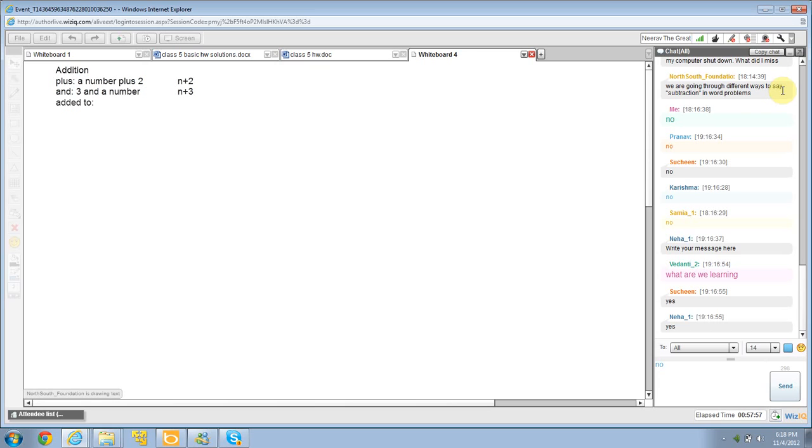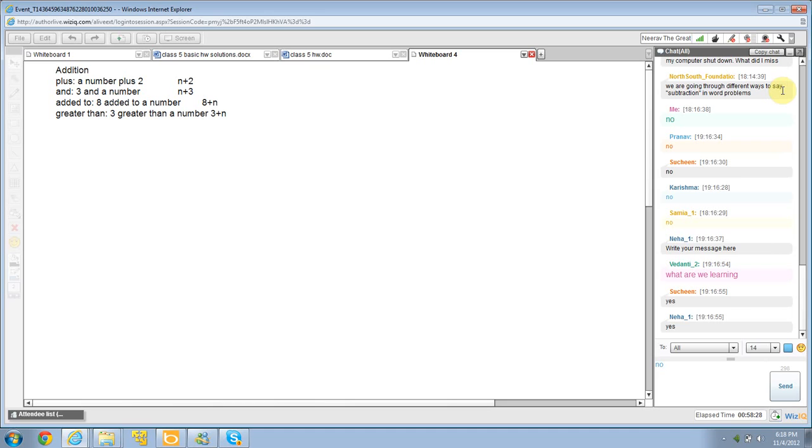Added to. Say 8 added to a number. So 8 added to n, or n plus 8, either one. Greater than. 3 greater than a number. Now, these are good to know in the beginning, like these greater than and less than for subtraction, but when you get on to learning inequalities, they're not so great.